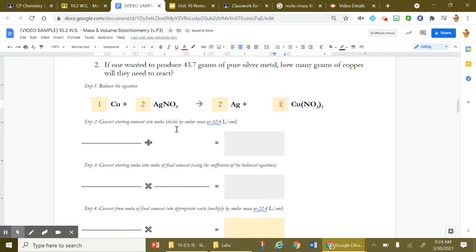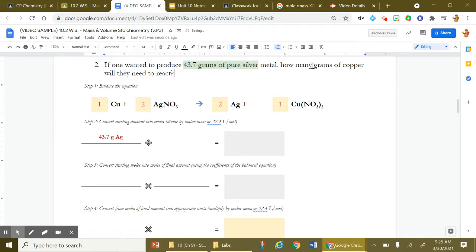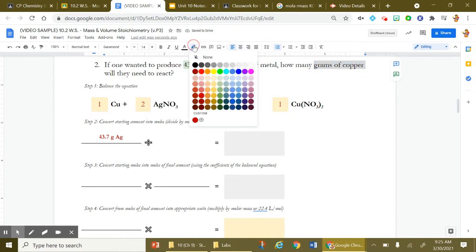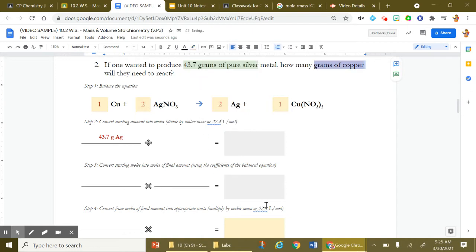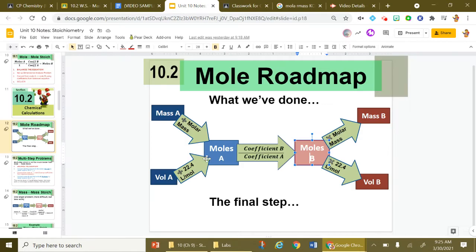First step, we have to convert our starting amount into moles. So our starting amount is 43.7 grams of silver. All right, that's what we're starting with. Now, it's also worthwhile here to take a look and see what we're ending with. Grams of copper is what we are ending with here. So I'm going to jump to the end, and I'm going to put grams copper.